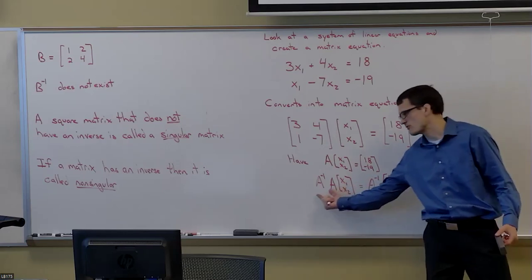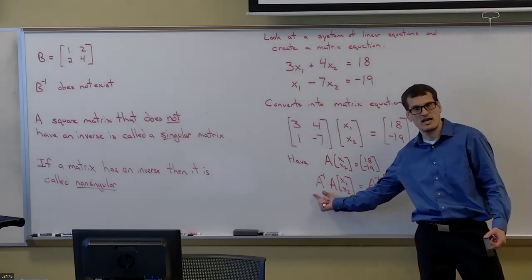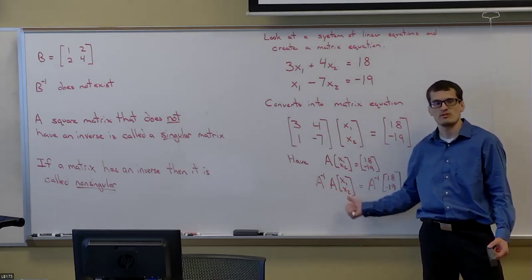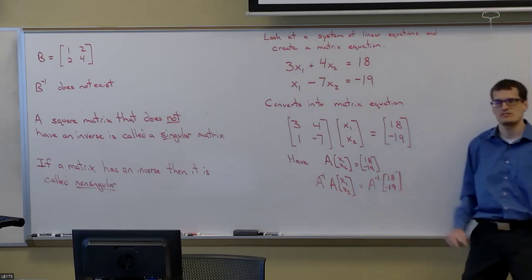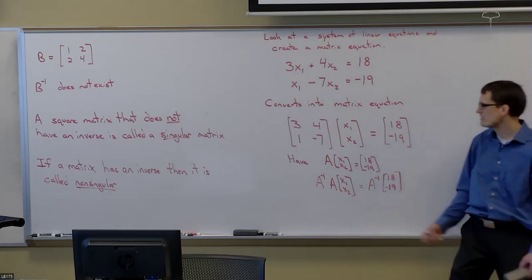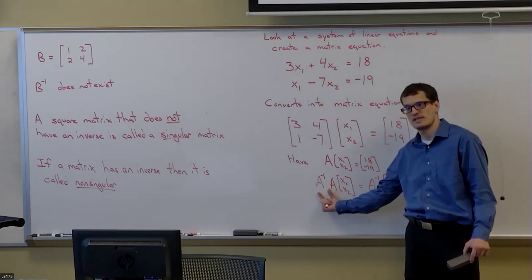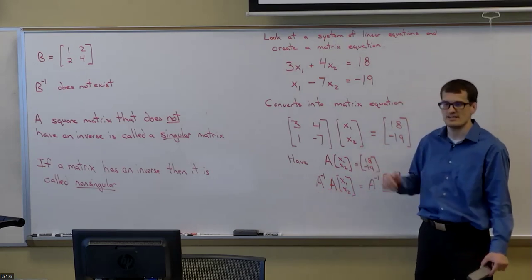Now, what happens over here? A inverse times A times this matrix. Remember we said matrix multiplication is associative? So I can do the A inverse times A and get the identity.